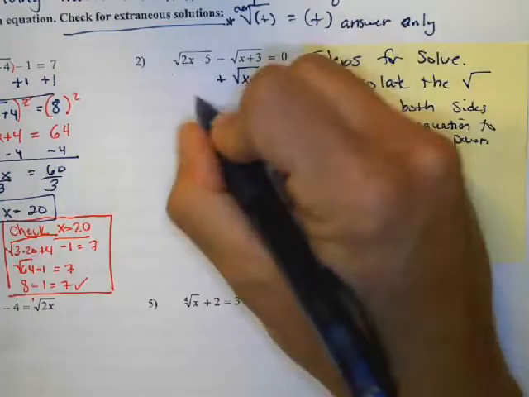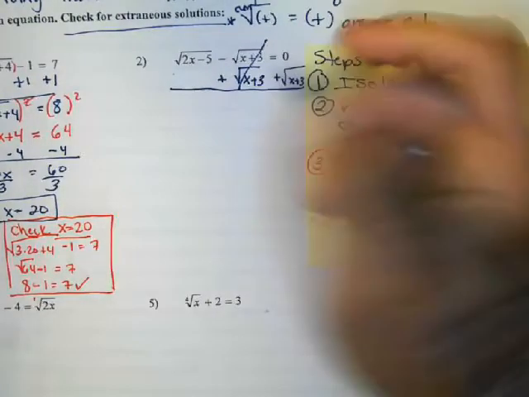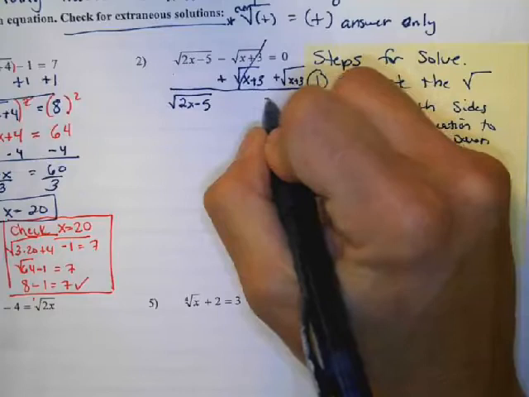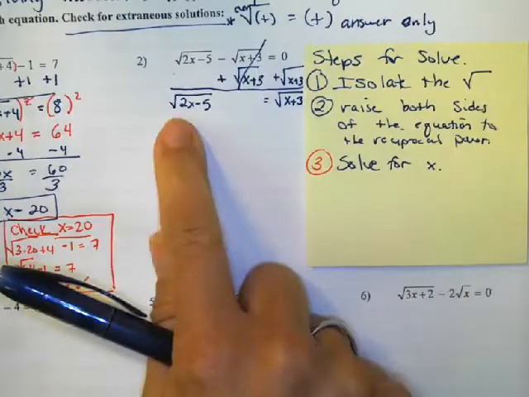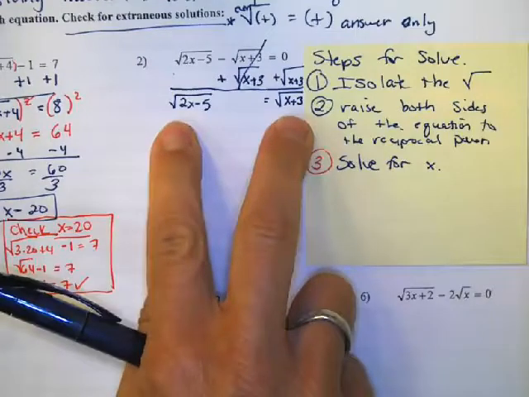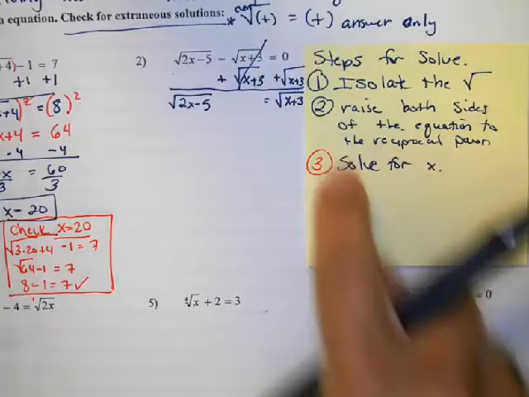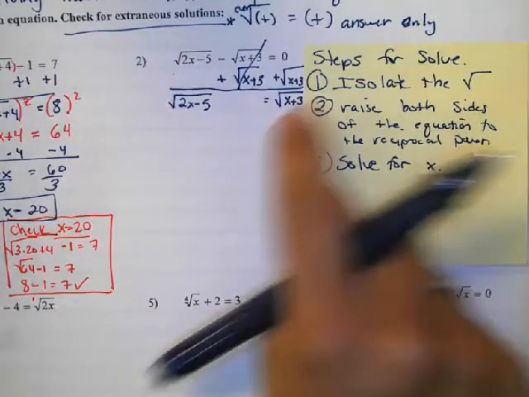So when I add it to the right side, I isolate my square root of 2x minus 5, and on the right side, I have x plus 3. You can't separate the 2x minus 5 and you can't separate the x plus 3. Those are binomials together underneath. Now that I have one radical on the left and one radical on the right, step 1 is done.